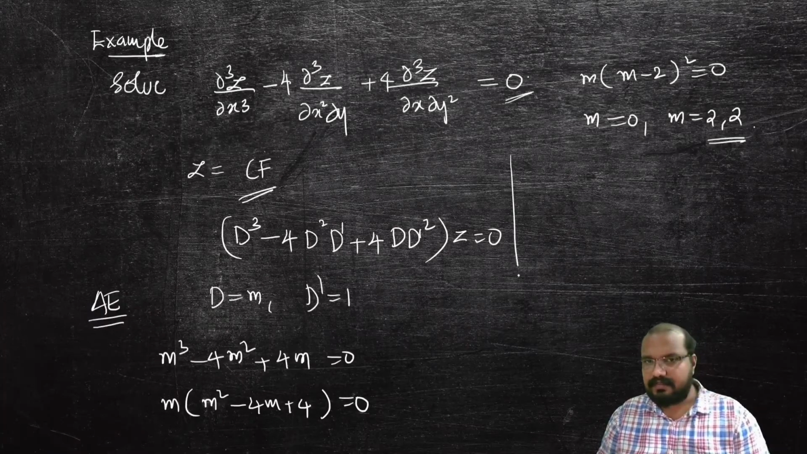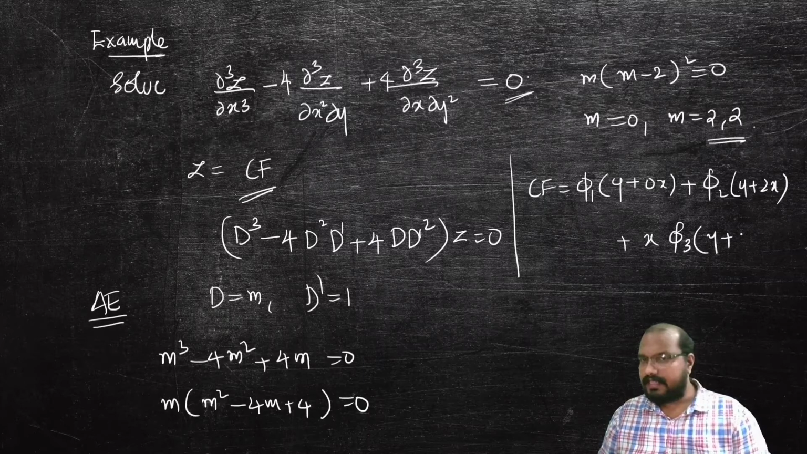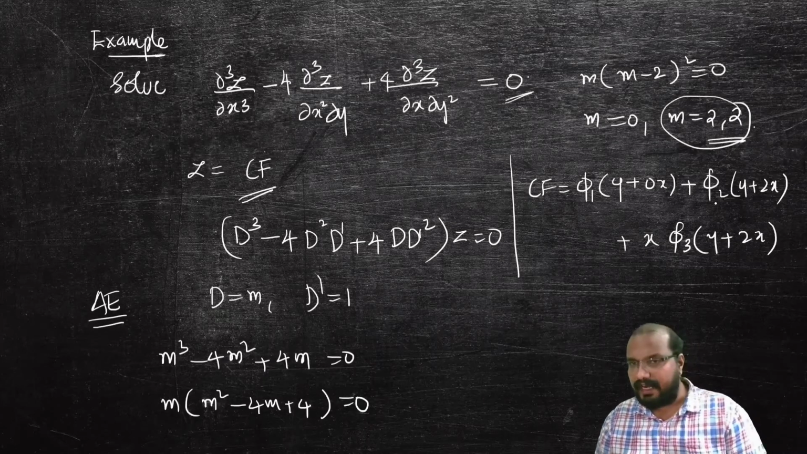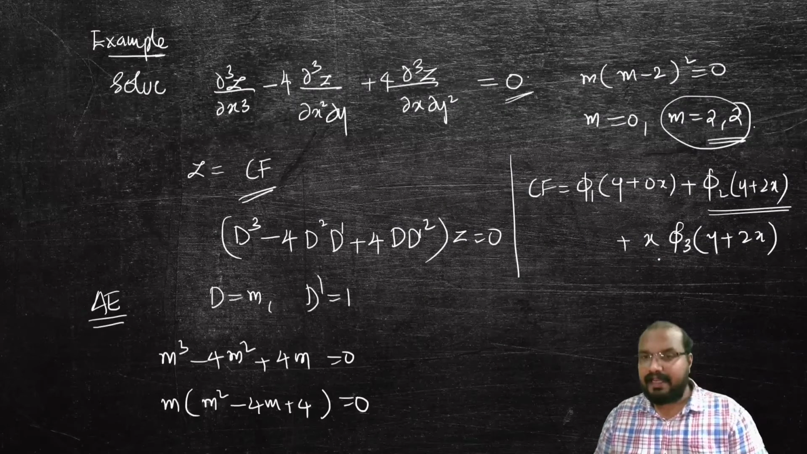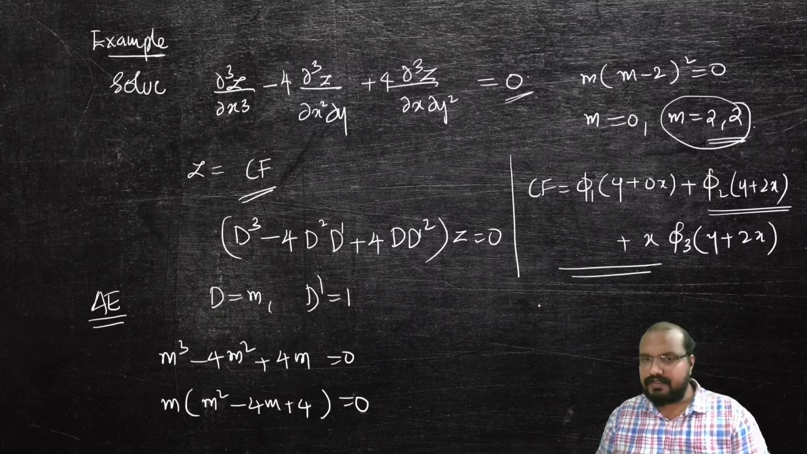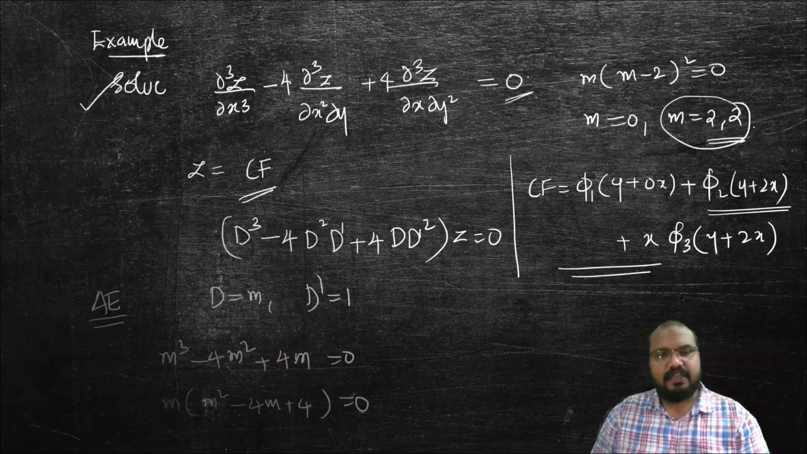CF is equal to phi 1 of (y plus 0x) plus phi 2 of (y plus 2x) plus x into phi 3 of (y plus 2x). Because 2 is the double root, we write phi 2 of (y plus 2x) and x into phi 3 of (y plus 2x) as a solution. Therefore this will be the general solution for this particular partial differential equation.